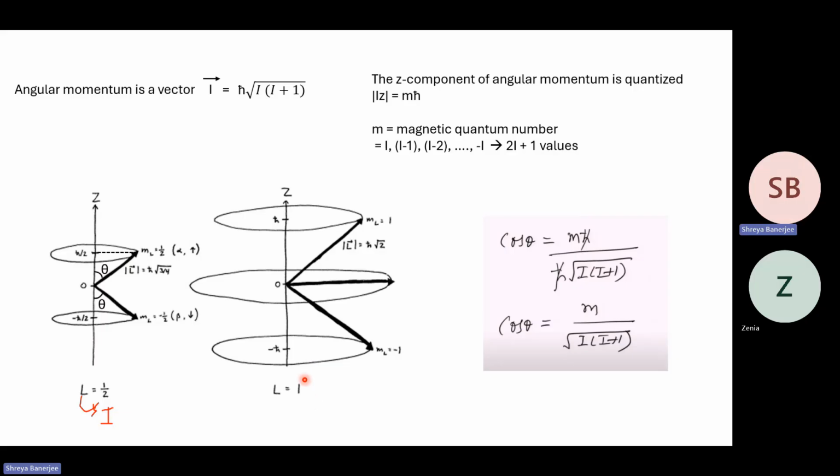Now another example is where I is 1. If I is 1, the m values are -1, 0, and 1. So this is m0, it's not written here, I'll just write it. So if I is 1, m is -1, 0, and +1. And then the z components will be minus h bar, 0, and plus h bar, because the z components are m h bar. So this is how the angular momentum I is defined.